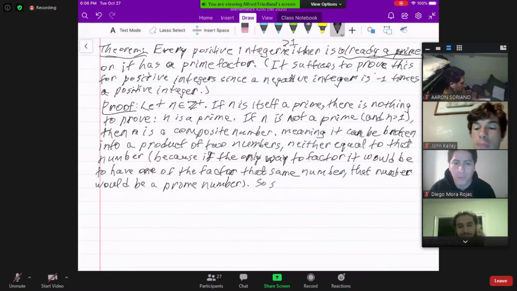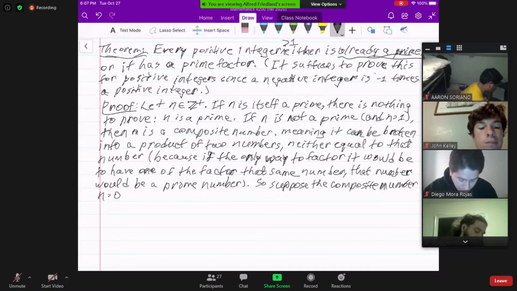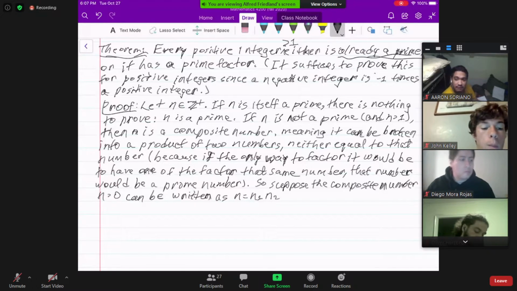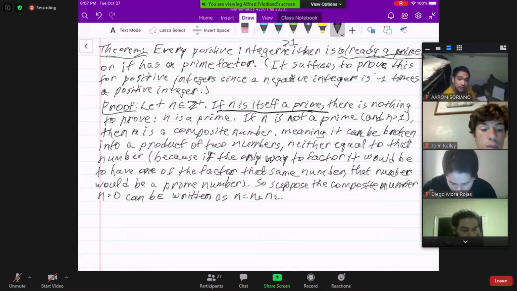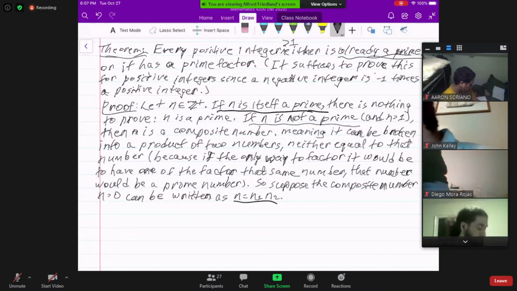So suppose the composite number n is greater than 0 and can be written in factored form. Since it's a composite, it's not a prime, it can be factored into 2 factors, say n sub 1 and n sub 2. Okay. So at the beginning here, if n is already a prime, okay, we're done. Then it's a prime. If n is not a prime, then it's a composite. So it can be written as n sub 1 times n sub 2.